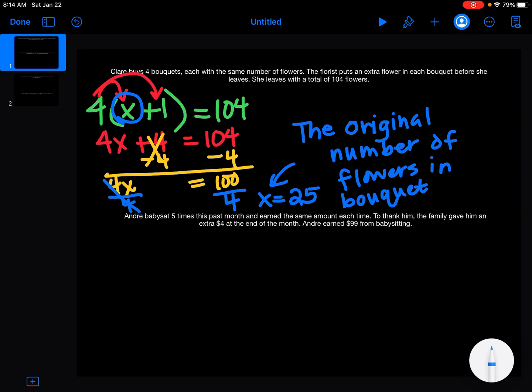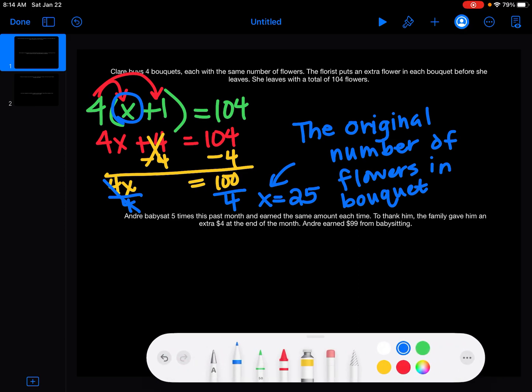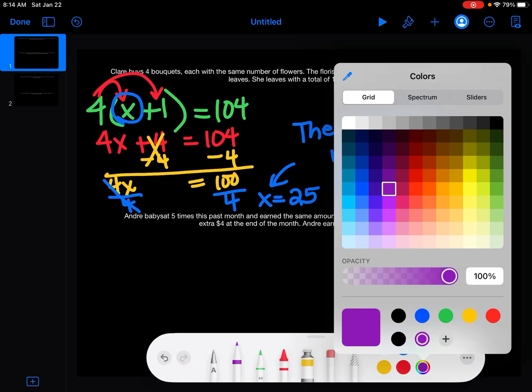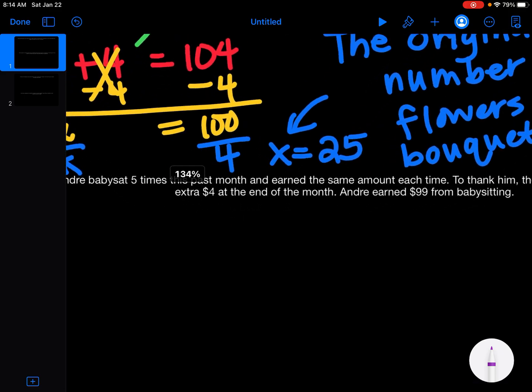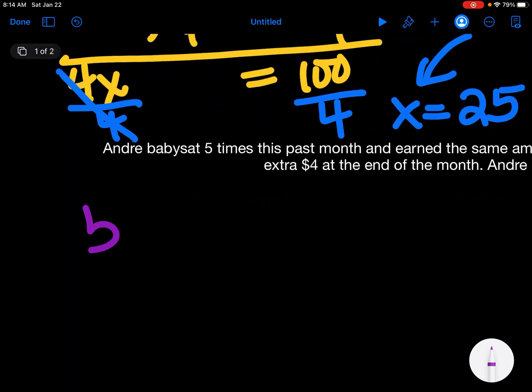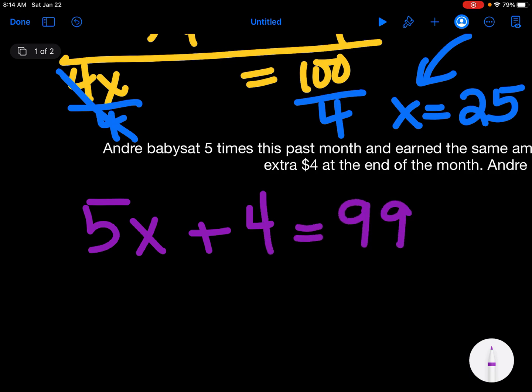All right, Andre babysat 5 times in the past month. He earned the same amount each time. To thank him, the family gave him an extra $4 at the end of the month. Andre earned $99 from babysitting. Okay, so I'm going to start with my equation. So he babysat 5 times in the past month. So 5x, and then he got $4 at the end of the month as a bonus, and for a total of $99. So there's my equation.